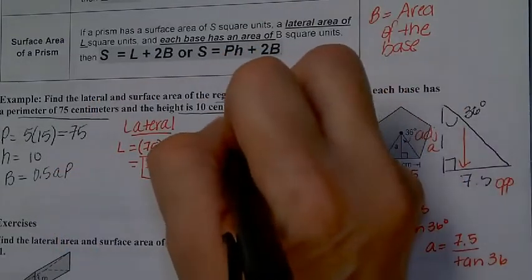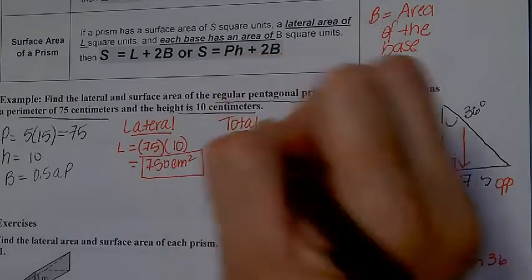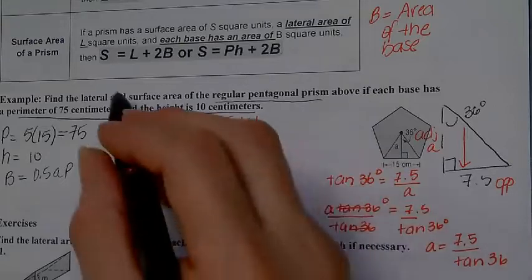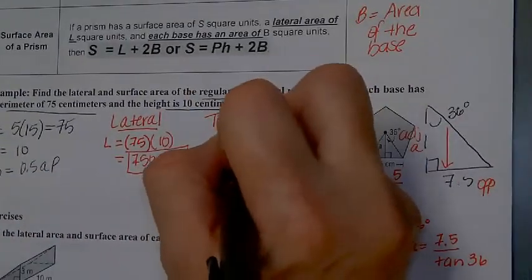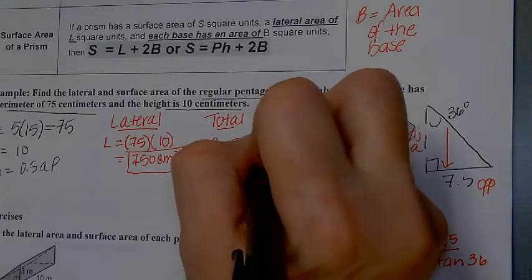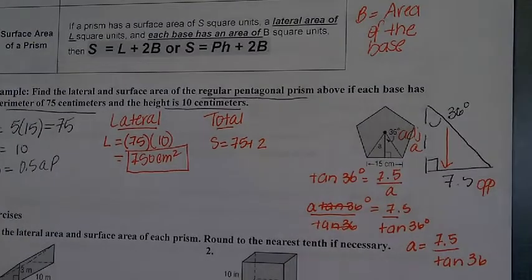And my total is the lateral, which we just found, 750, plus twice the area of the base. Oh, I didn't find that. Okay, so let's see. Let me pause right here.